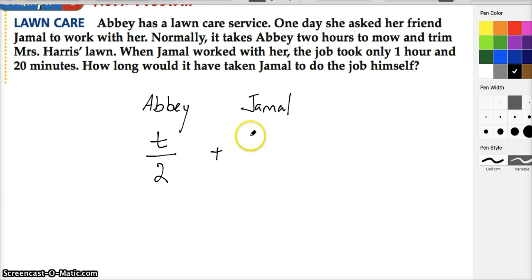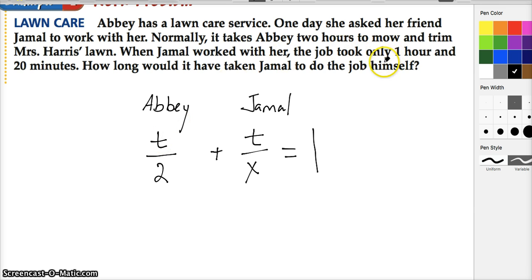So over here, Jamal, since they're working together, they will be working at the same time. And we would need to know Jamal's rate, which we don't know, so that would be X. So Abby's rate at this particular time and Jamal's rate, which we don't know, at the same time, would have to equal one whole job done. So that's the premise that we're starting with. But here's our situation. We don't know what his rate is, but we do know their time.